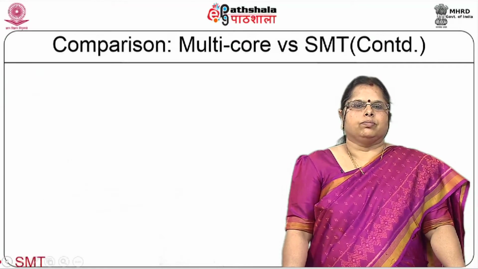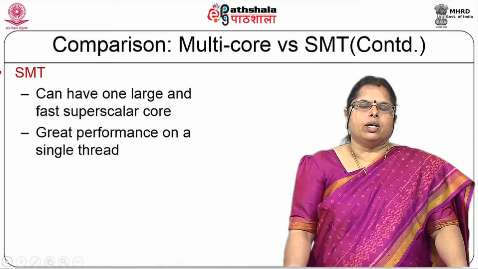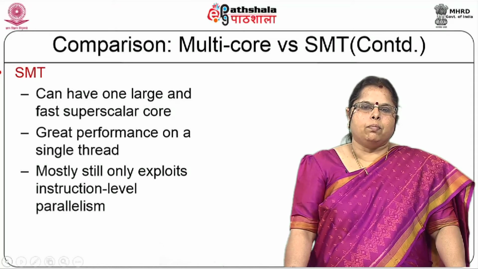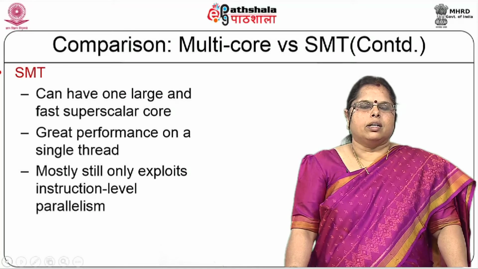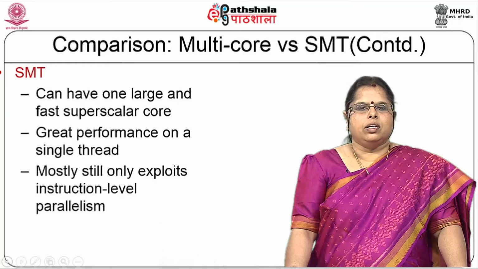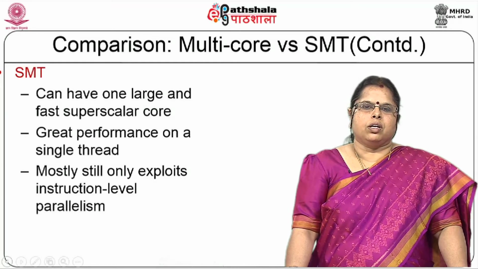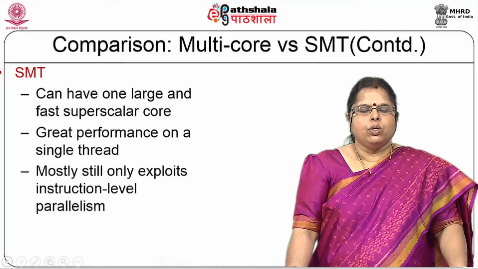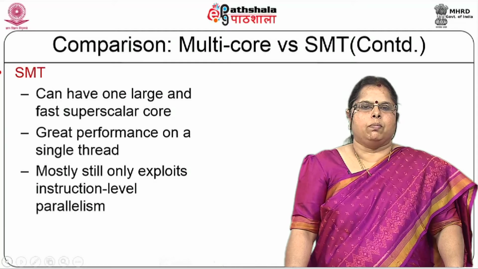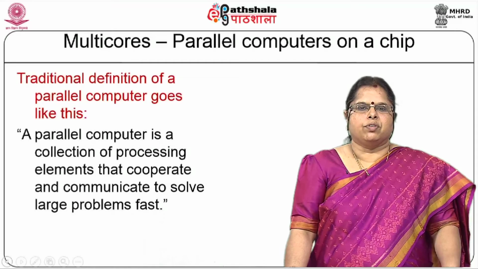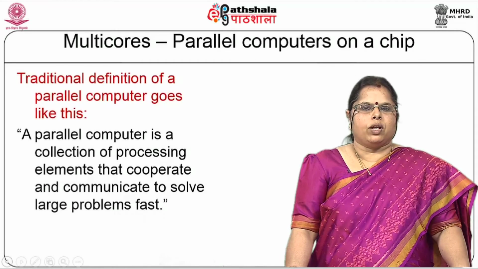On the other hand, a simultaneous multi-threaded processor is an extremely complex superscalar processor. It may give you great performance on a single thread, and it still mostly tries to exploit only the instruction level parallelism. We have already discussed enough disadvantages associated with instruction level parallelism, and though it is very useful, there is a limit to how much you can exploit it. So, basically the computer architects have shifted to CMPs with support for SMT also.